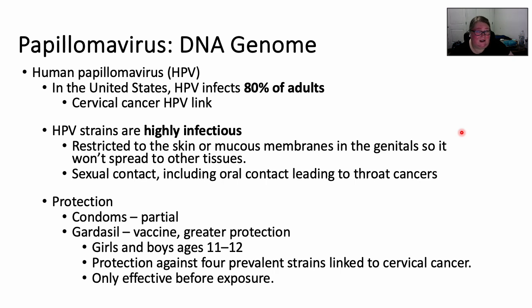Now, all strains are highly infectious. They spread very easily, but they have a specific tissue tropism. They are very restricted to the skin or mucous membranes in the genitals, so they really don't spread to other tissues. That being said, they are spread during sexual contact. This means oral contact as well is a way to spread it. So oral sex can lead to things like throat cancer. Okay, but other than that, it really stays in the skin and the mucous membranes of the genitals.